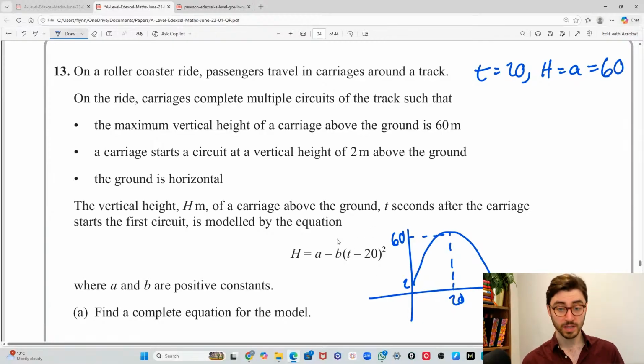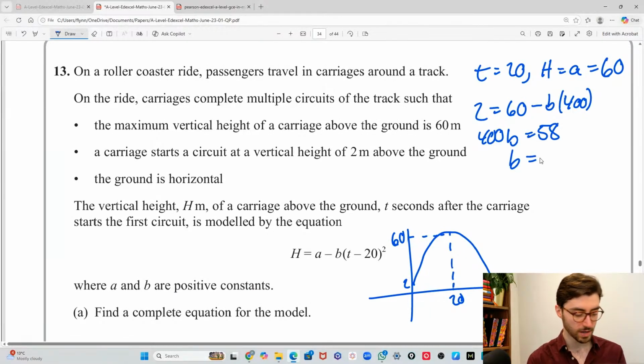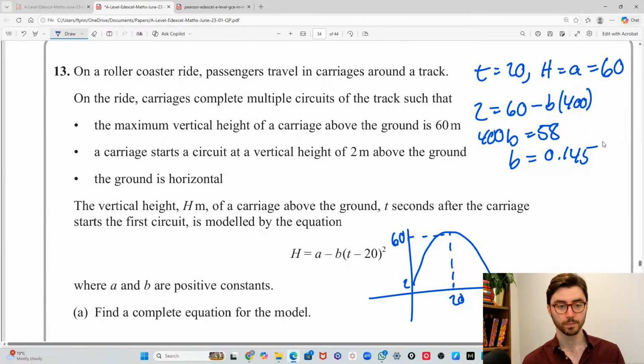And when t equals 0, we're going to plug in that h is equal to 2. So 2 is equal to 60 minus b into minus 20 squared, which is 400. And from that, we can work out what b is. So 400b is equal to 58, and b is equal to 58 over 400, which is 0.145.